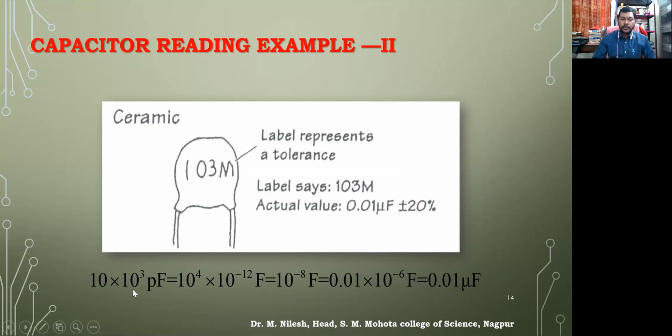So 10 into 10 raised to power 3 picofarad, that is 10 raised to power 4. Earlier it was 104, therefore we have taken it as 10 raised to power 4. Here it is 3, so the multiplier is 10 raised to power 3. 10 raised to power 4 into 10 raised to power minus 12, that is 10 raised to power minus 8 farad. And if you just shift the decimal point, then we'll have 0.01 into 10 raised to power minus 6 farad. So we'll have a 0.01 microfarad capacitor.